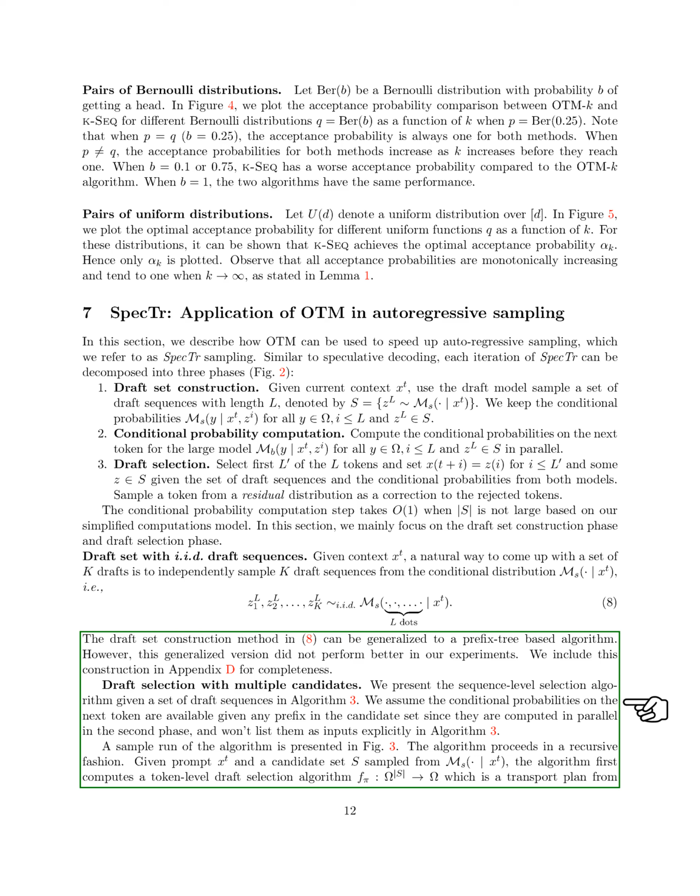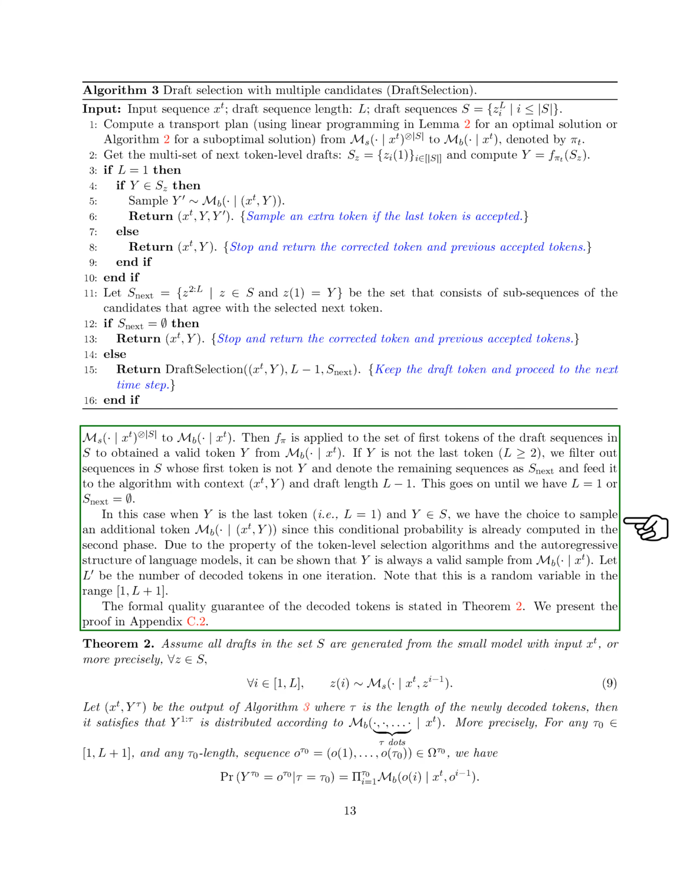For draft selection, we present a sequence-level selection algorithm given a set of draft sequences. The algorithm works in a recursive manner. Given a prompt and a candidate set S, the algorithm first computes a token-level draft selection algorithm, which is a transport plan.